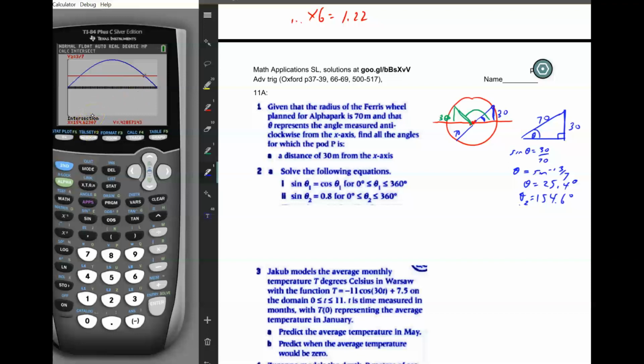Okay? All right, that might have seemed difficult. Let's do a few more problems, and then they're similar, and then you can practice using this method of intersection.